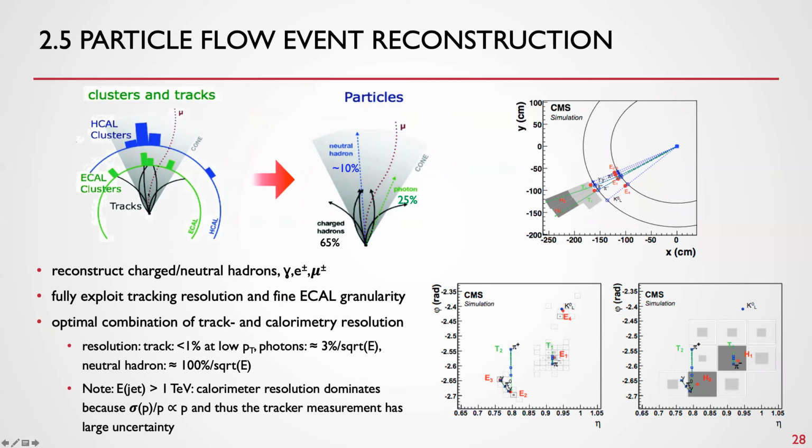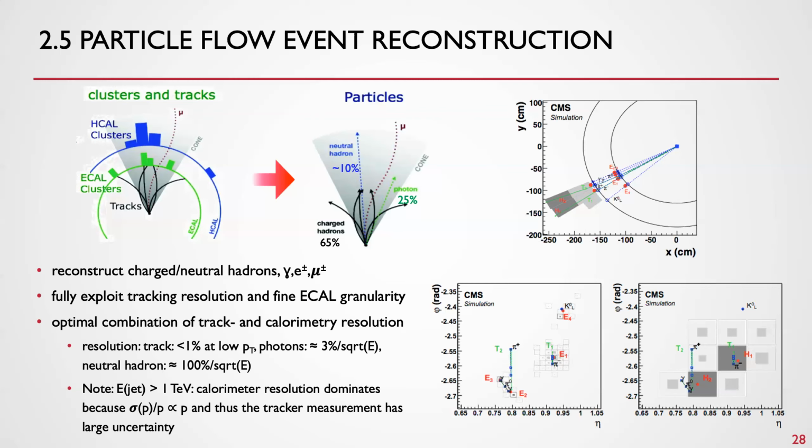As a function of the momentum, the track resolution is below 1% at the lowest energies. Photons, because they are showers in the calorimetry, have an excellent resolution of 3% over square root E. Numbers are similar for ATLAS, slightly worse, but the liquid argon calorimetry also has excellent performance. And neutral hadrons only have something like 100% over square root E.